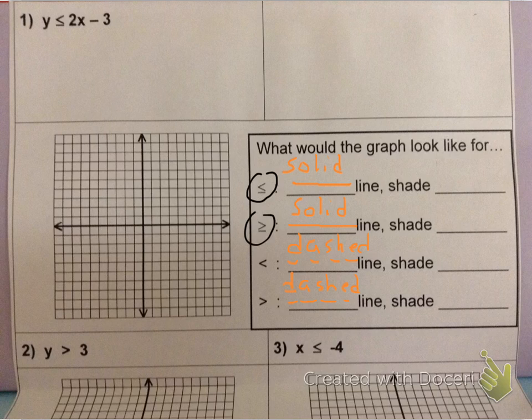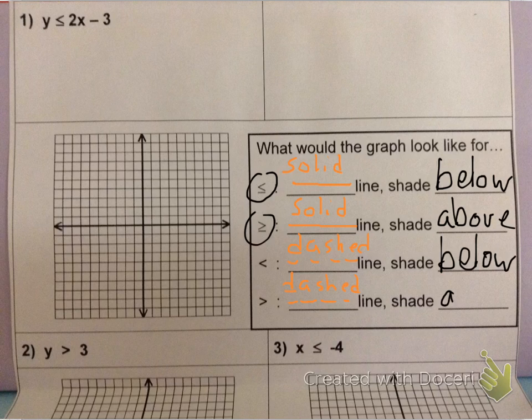You also have to think about shading. So if it's less than, think of less than, those are the lower numbers, the lesser numbers. So you shade below, the numbers below that line. So if it's less than or equal to or just less than, you shade both of those below. For greater than or equal to or greater than, you shade above, because you're going to shade the numbers above that line, the numbers that are higher than that line.